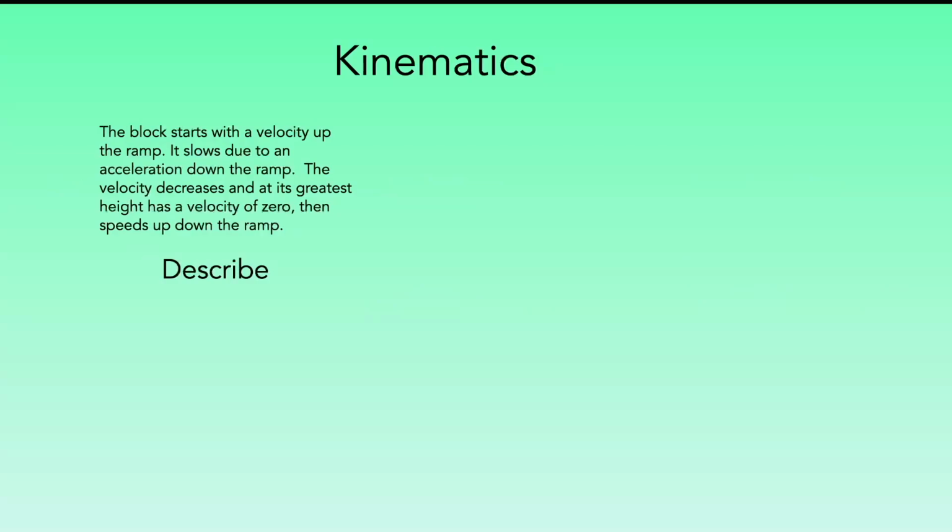Now in kinematics, we want to be able to look at things in different modes, okay? We want to have a really strong understanding of problems and of kinematics. We want to be able to describe the situation that frequently comes with the problem itself. Block starts with a velocity up a ramp, slows due to acceleration down the ramp, velocity decreases, and at its greatest height has a velocity of 0, then speeds up down the ramp. Okay, so that's a description of what's really happening. Okay, and we're going to talk about acceleration later. I don't expect you to fully understand this problem. I just want to talk about the different things we're going to do with each problem.